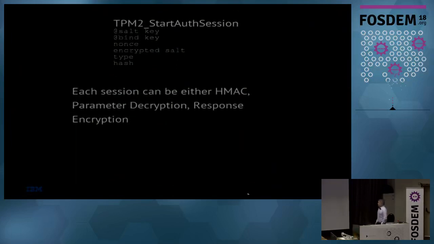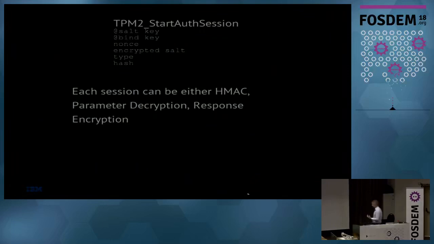So like I said, each session can either be HMAC, which is used both to authenticate, because you've got the authentication key in there, and also to check the parameters and the response. So it's like HMAC, hashed MAC on the internet. It's a keyed hash that runs over both the command you send in and the response you get back. So you know it cannot have been altered during transmission, so it ensures the integrity of the command you actually sent in.